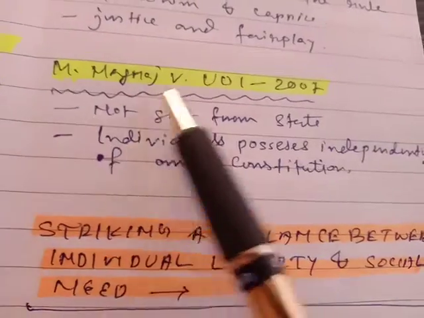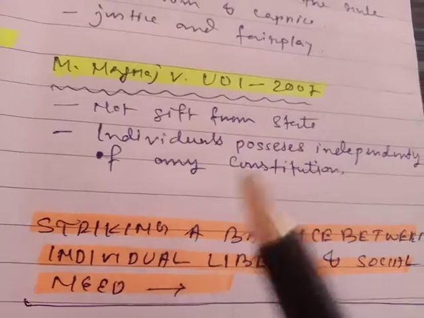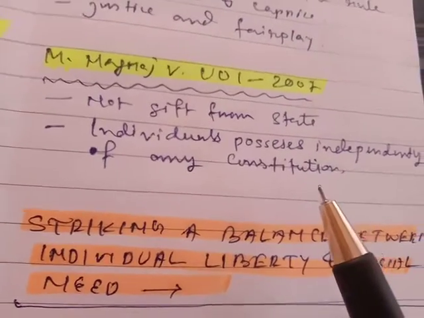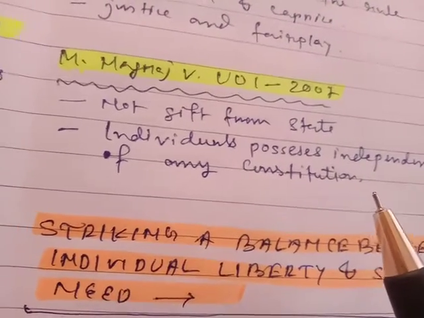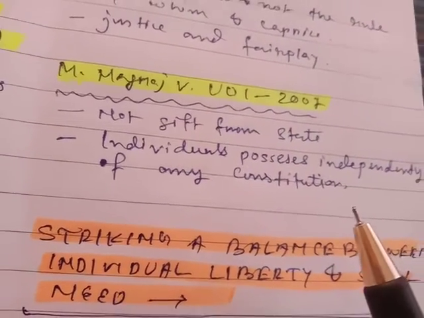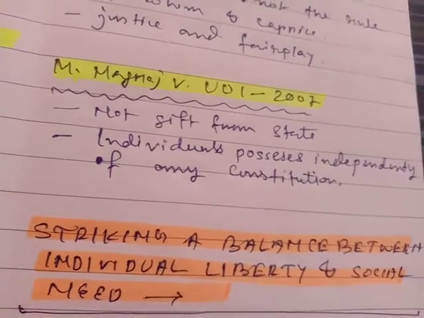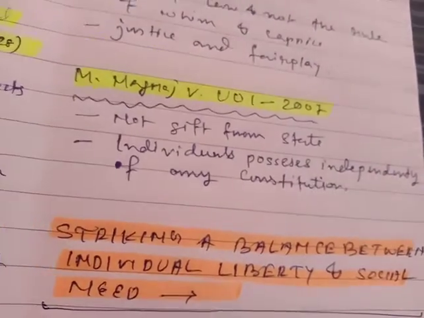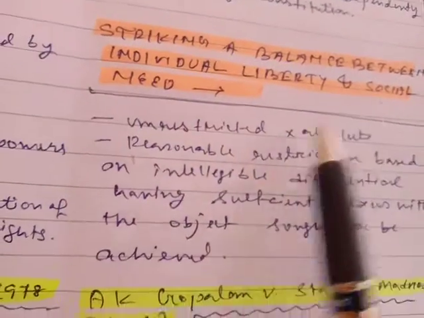Then comes Nagar versus Union of India 2017. In this case, it was held that fundamental rights are not a gift from the state. The state didn't give us. An individual possesses them independently of any constitution or any statute or anything, language, caste or anything. So the state is not giving these rights to us. These are not a gift. We possess them. We have them independently of any constitution, any state. So, striking a balance between individual liberty and social needs.